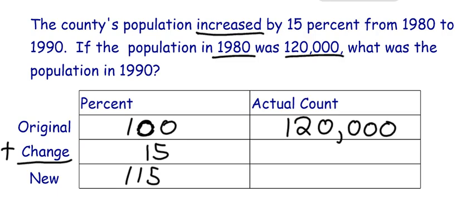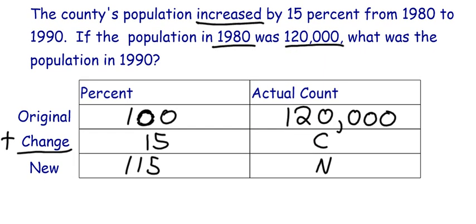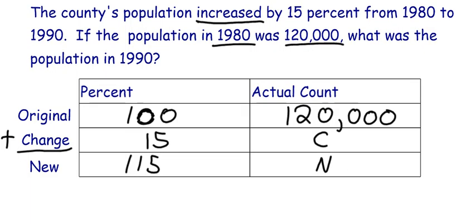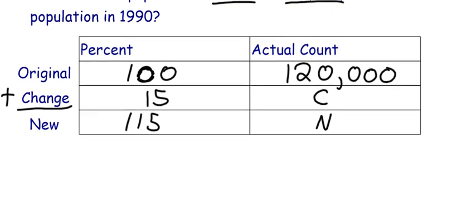Okay. From here then, we have two things we don't know. We have what the change of population is, nor do we know what the new population is. But we have lots of techniques to help us solve this. We can set this up in a couple different ways. Now, of course, this says that if the population was this, what was the population in 1990? Right? So these are the steps we're going to take.